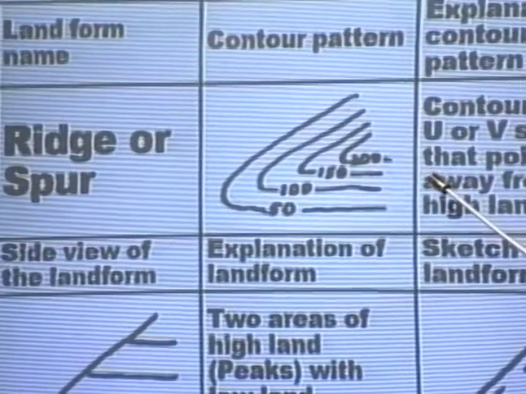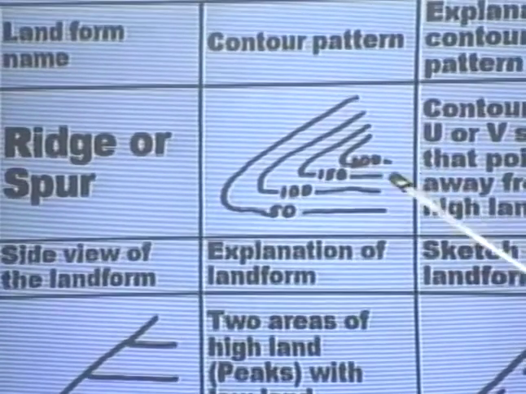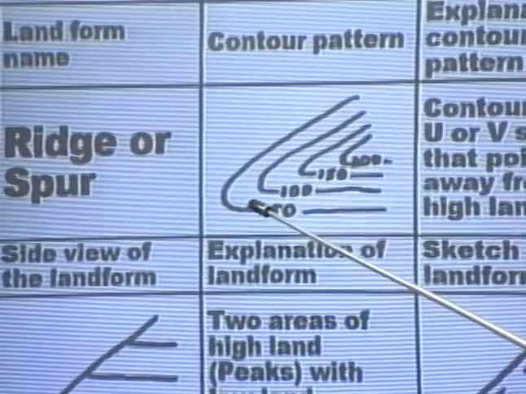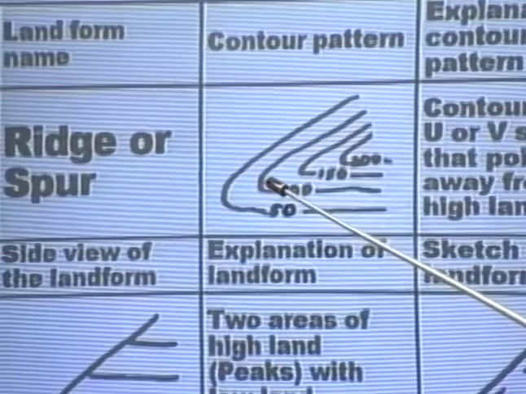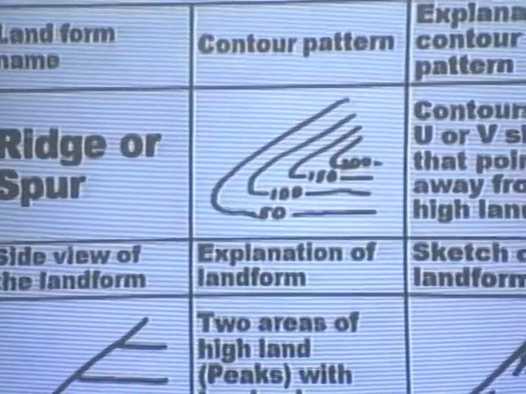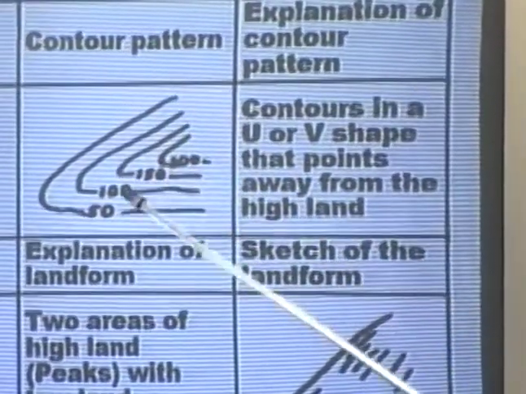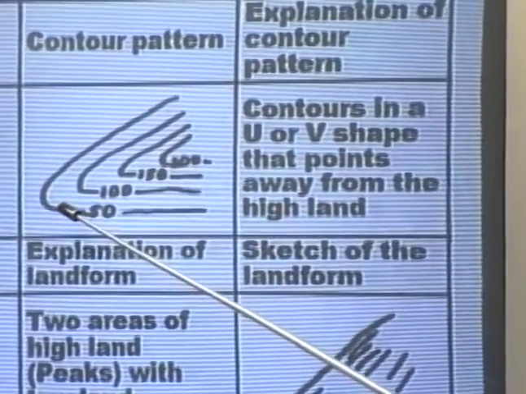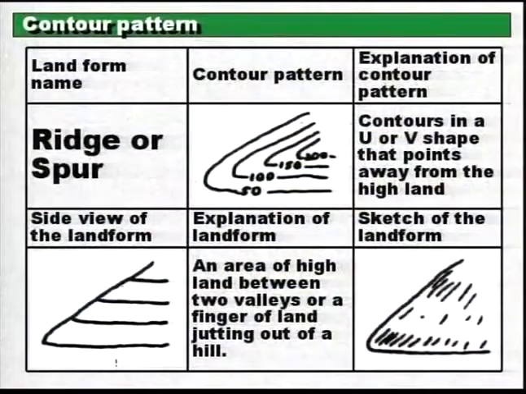And for the ridge, we say that the V's are pointing to the low values or towards the lower area. The contours are in a U or V shape that points away from the highland. So the V's are pointing towards the smaller value. The side view of a ridge or a spur would look like that.